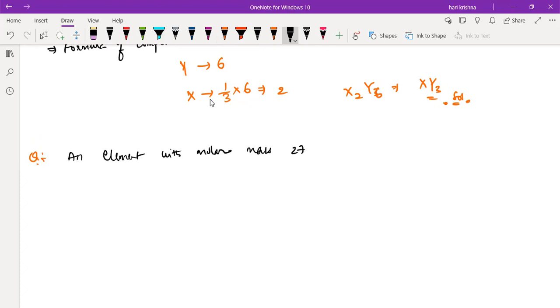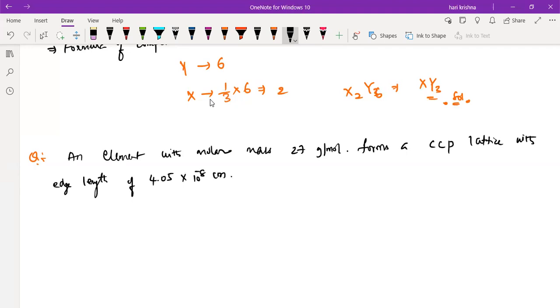Molar mass of 27 gram per mole, forms a CCP lattice with edge length of 4.05 into 10 power minus 8 centimeters. If its density is 2.7 gram per centimeter cube, what is the nature of the unit cell? What is the nature of the unit cell?